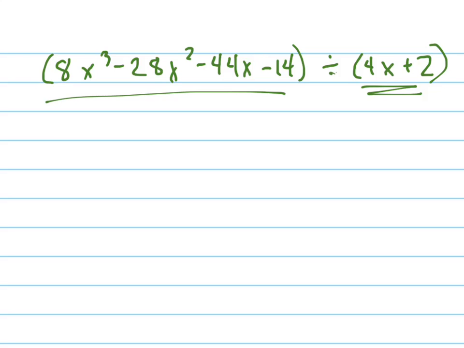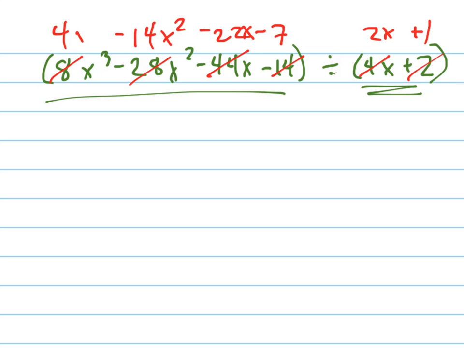Well, what I can see right away, before I do anything else, is that they all have a factor of 2 in common. So let's just make it easier and divide out the 2. So that becomes 4, that becomes 14, that becomes 22, that becomes 7, that becomes 2, and 1. Now it's much easier to deal with.